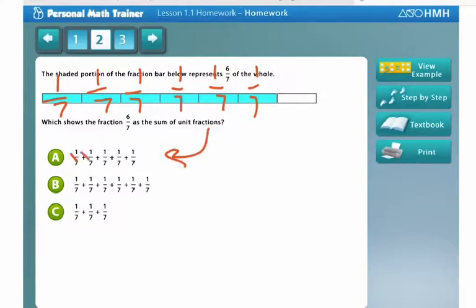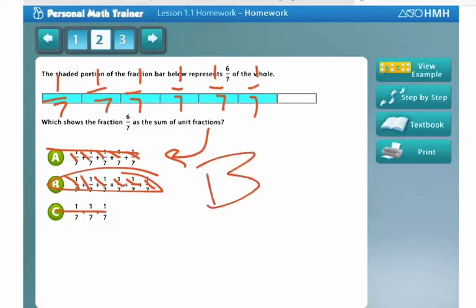You have 1, 2, 3, 4, 5. So that wouldn't be it. 1, 2, 3, 4, 5, 6. That's 6/7 there. There's only 3/7, so the correct answer would be B, 6/7.